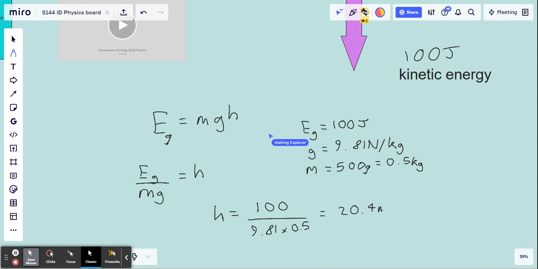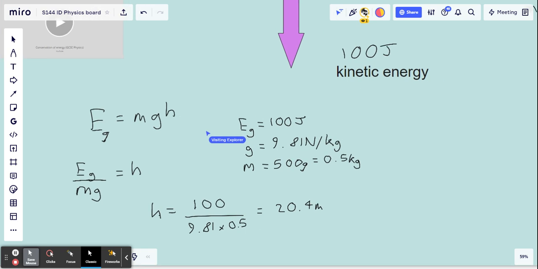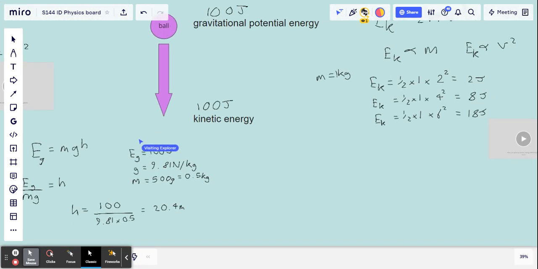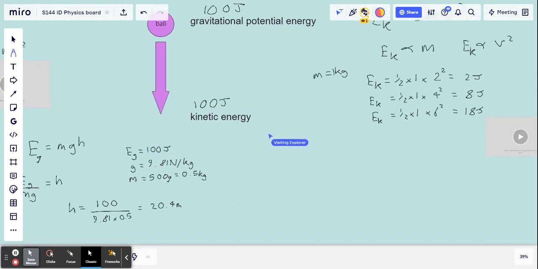And you can see that it's going to be about that because 9.81 is about 10. If you do 10 times a half, it's going to be 5. So it's just going to be 100 divided by 5, which is 20, isn't it? Because that's not quite 10, that's not quite 20. So that's rearranging the equation for gravitational potential energy.